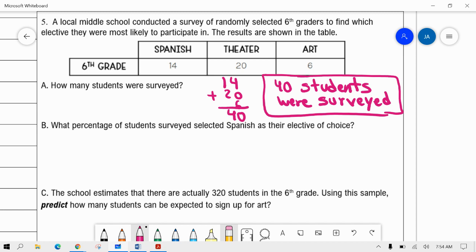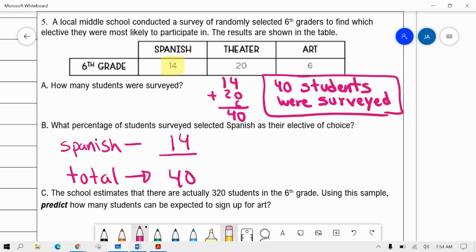What percentage of students surveyed selected Spanish as their elective of choice? So now we're looking at just the students that took Spanish. So I know that I have a total of 40 students. So the total is 40. And out of those 40, 14 took Spanish. So it's really 14 out of 40. But we want a percentage. So we have to be careful because this is a fraction, 14 out of 40.